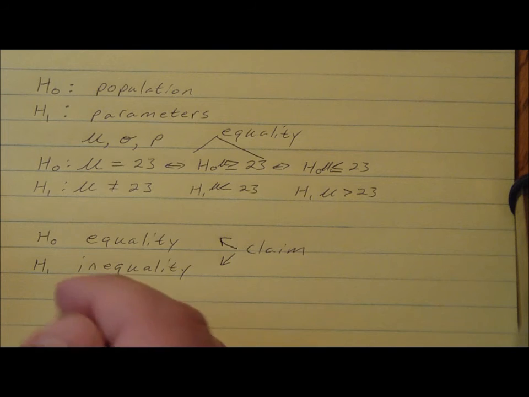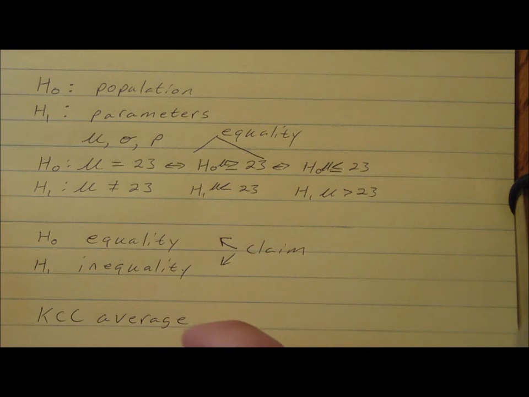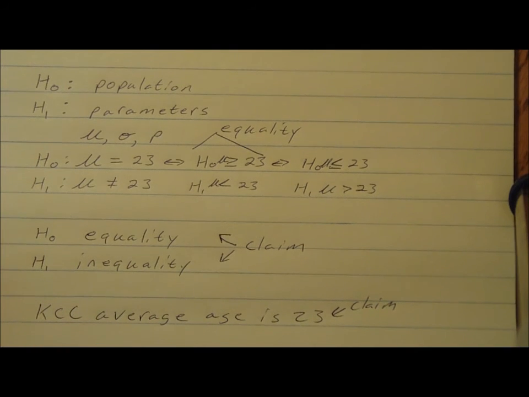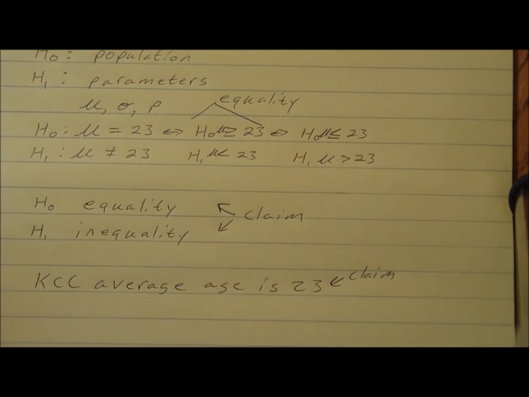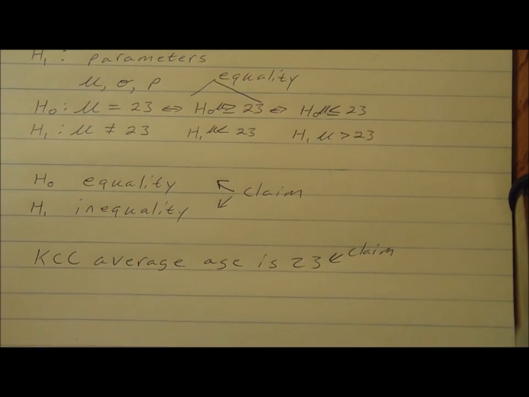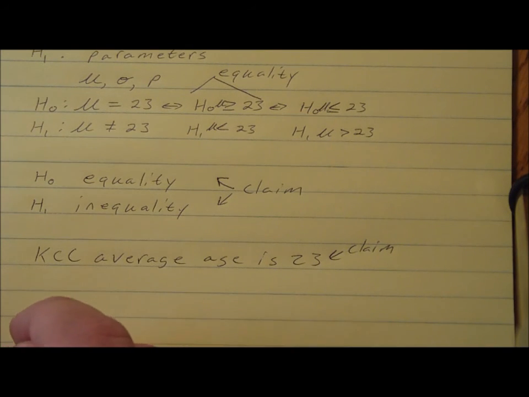We say that KCC average age is 23. This right here then is the claim. Claim can go with either one of these values. The other thing that we have whenever we're dealing with this is the alternative having the inequality with it. Remember, it could be either not equal to, or the alternative could be that it would be less than, or the alternative could be greater than.